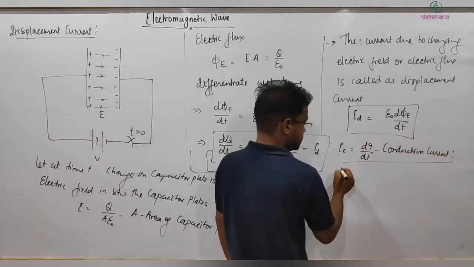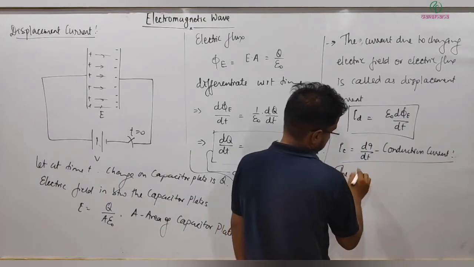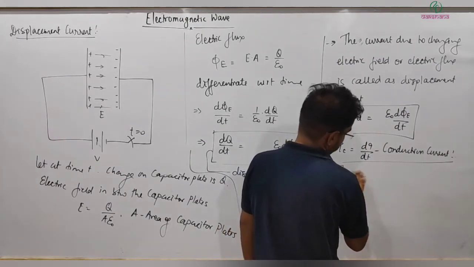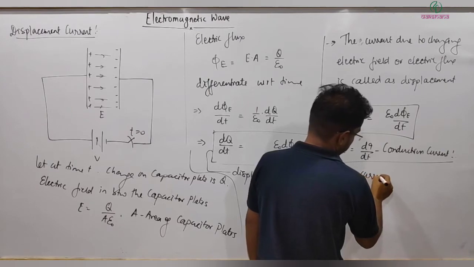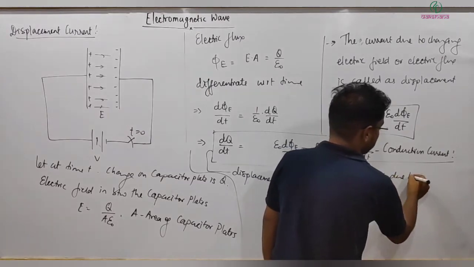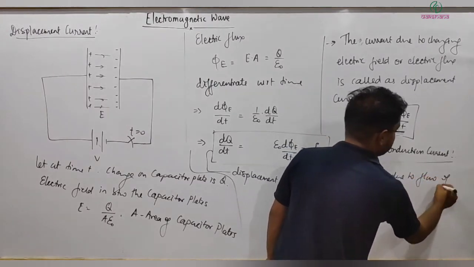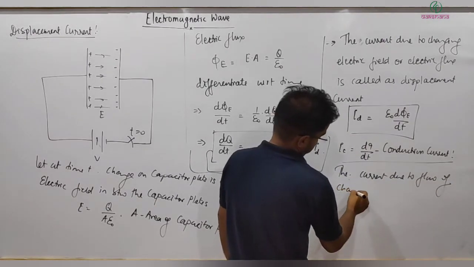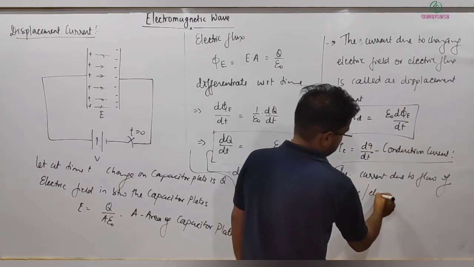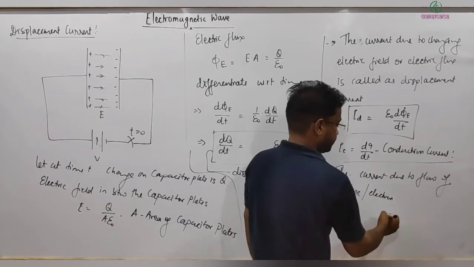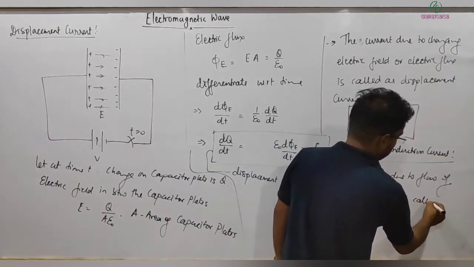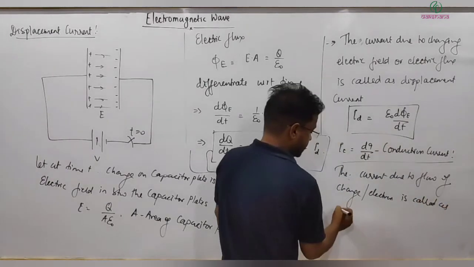So the current due to flow of charge, or specifically electrons, is called conduction current.